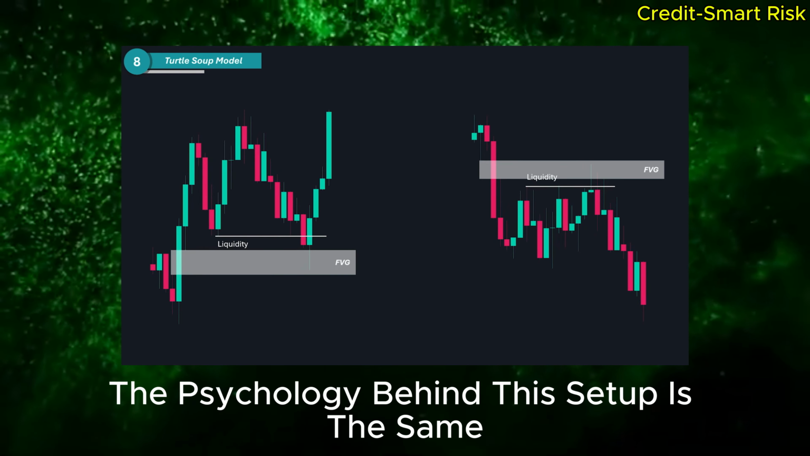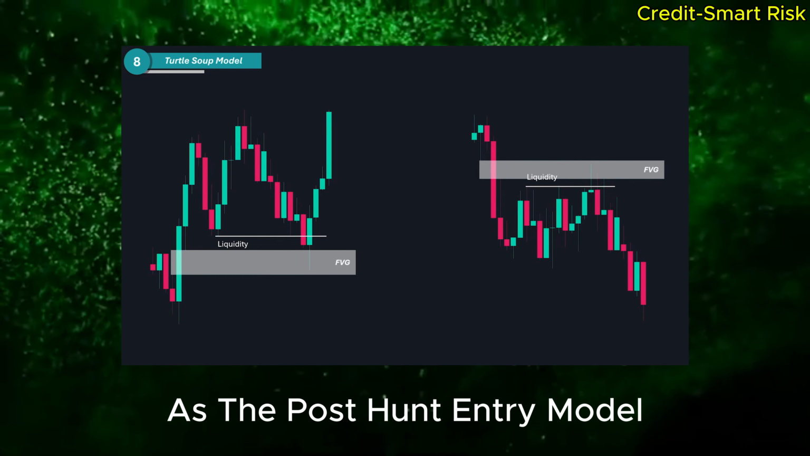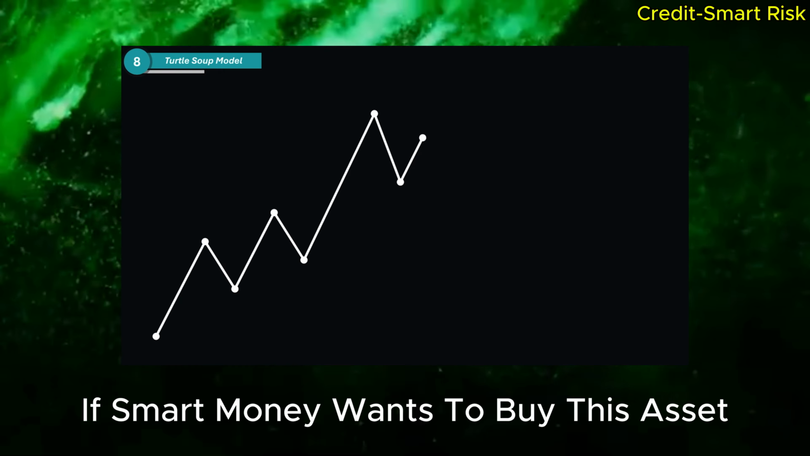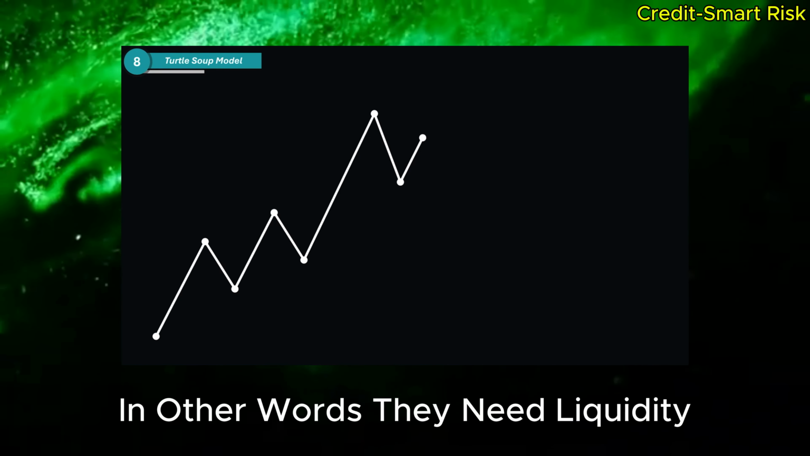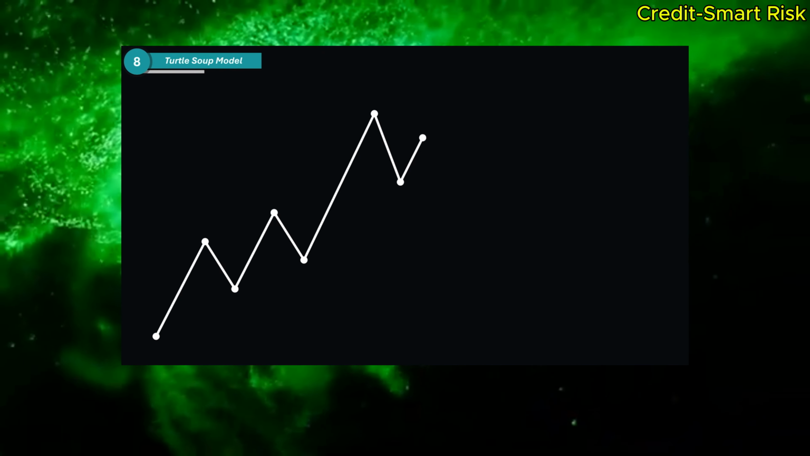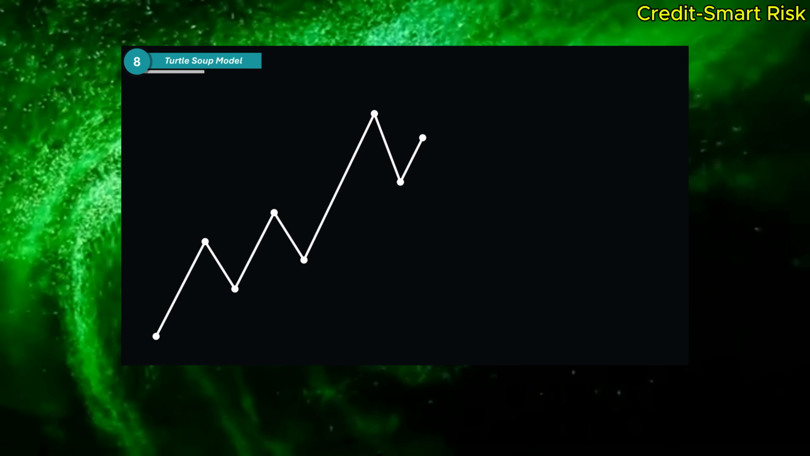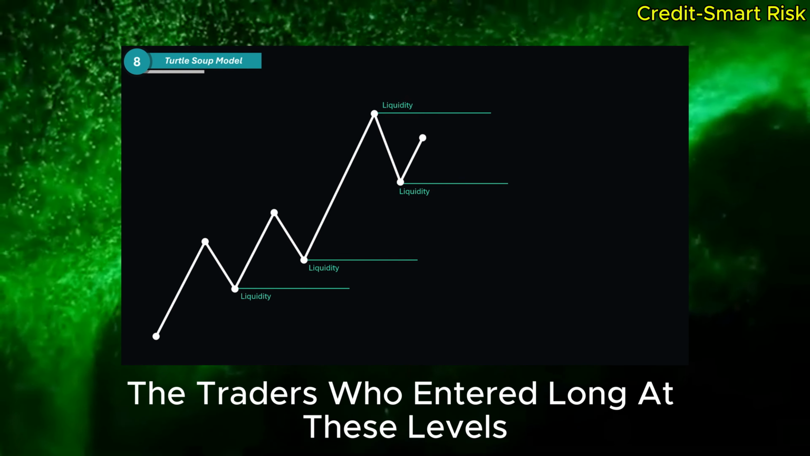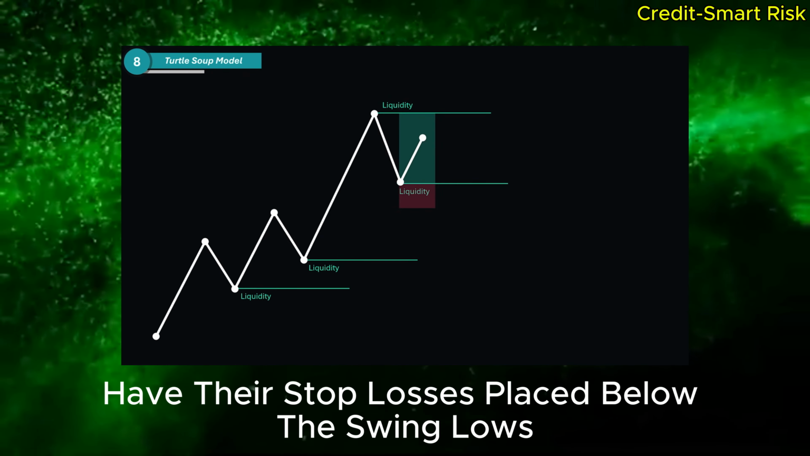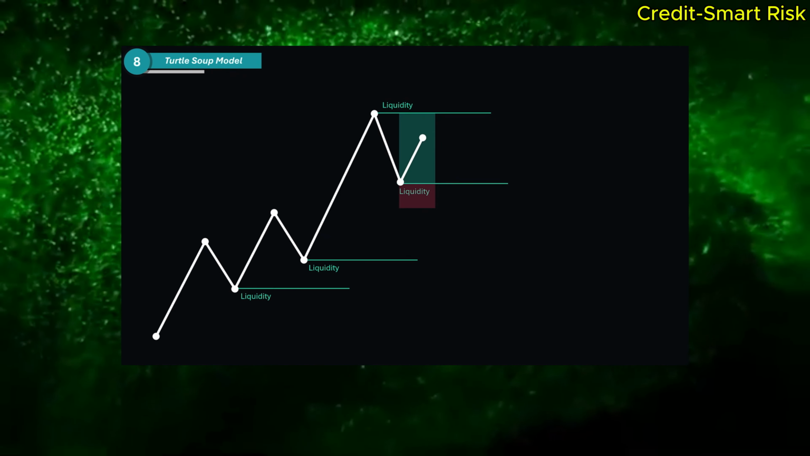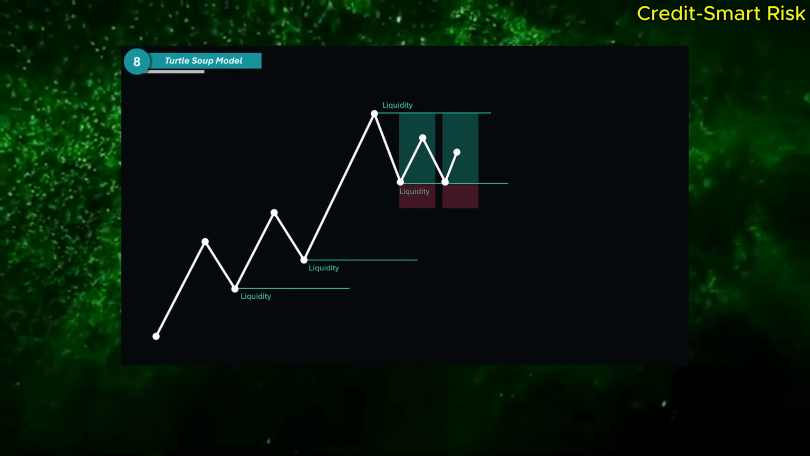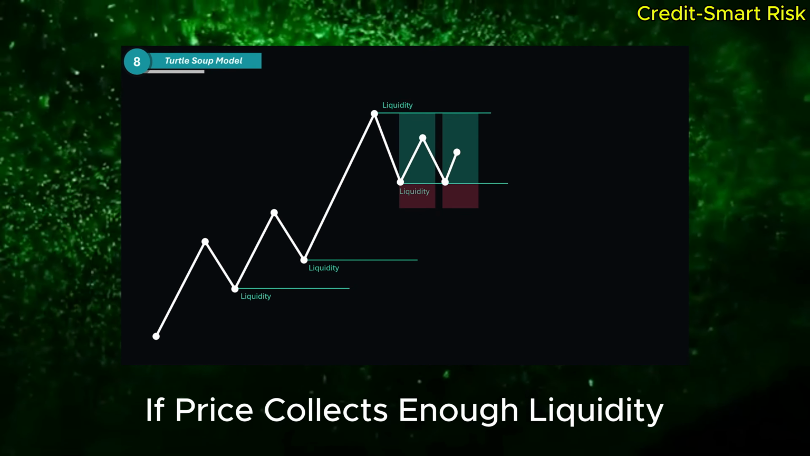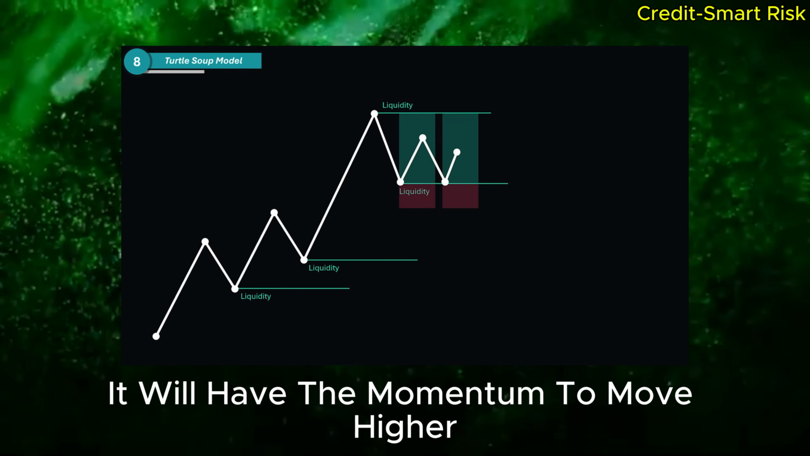The psychology behind this setup is the same as the post-hunt entry model. Imagine the market is in a clear uptrend. If smart money wants to buy this asset, they need sellers in the market. In other words, they need liquidity. But where does liquidity exist? Liquidity is found below every swing low and above every swing high. The traders who entered long at these levels have their stop losses placed below the swing lows. Each time the price returns to these areas, new orders accumulate and therefore stop losses. If price collects enough liquidity, it will have the momentum to move higher.